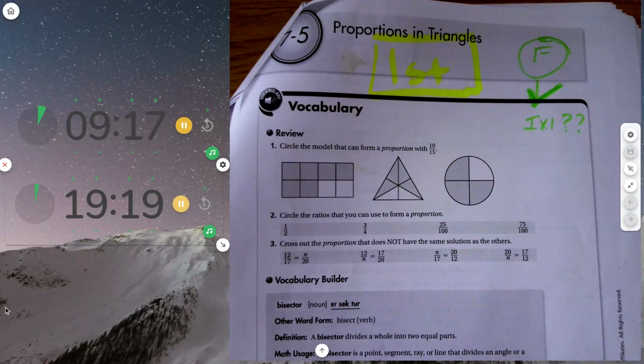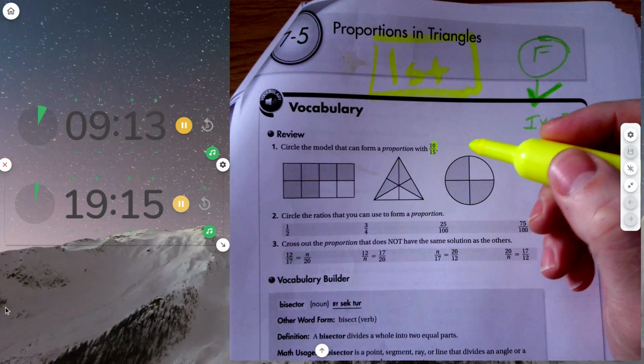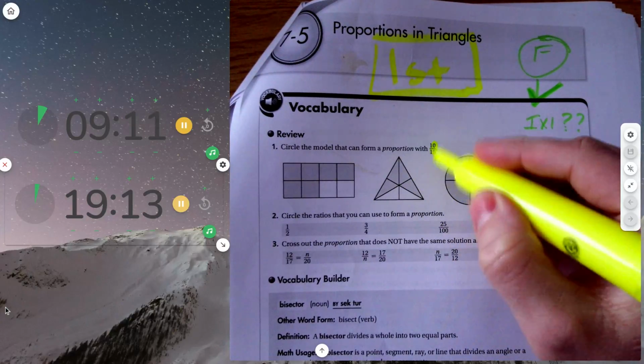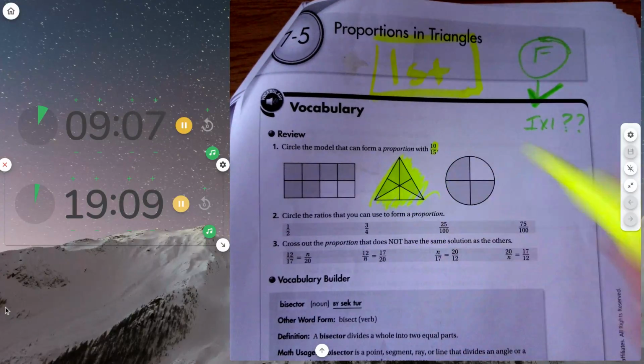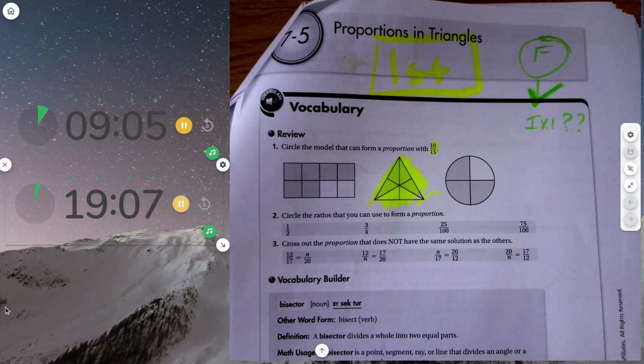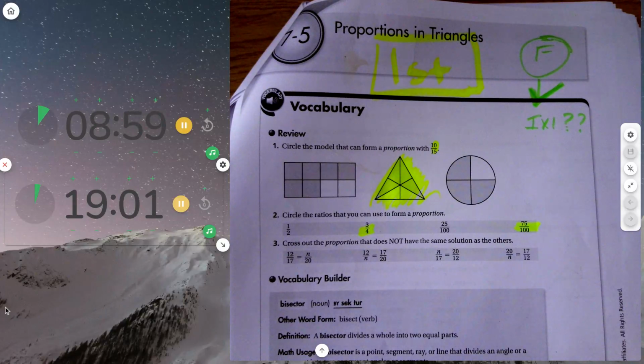All right, so which ones should you have circled that can form a proportion with 10 to 15? So basically it has a matching ratio. This guy. Okay? Questions, please ask. Which ratios form a proportion? These two. If you set 3/4 equal to 75 hundredths, they're going to have the same value, and then the cross products will be the same.